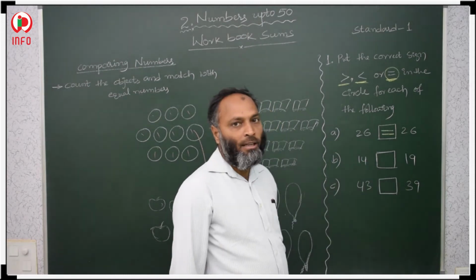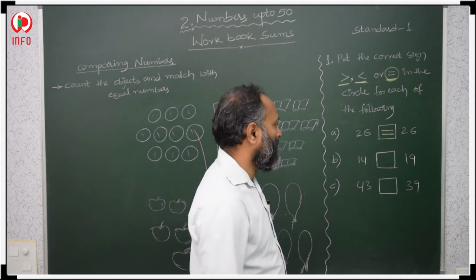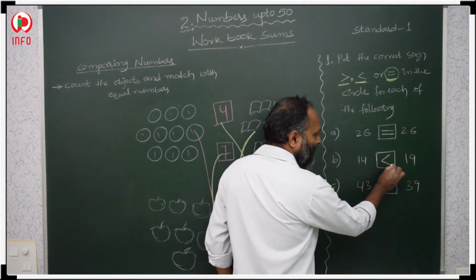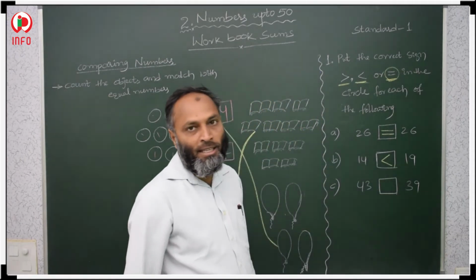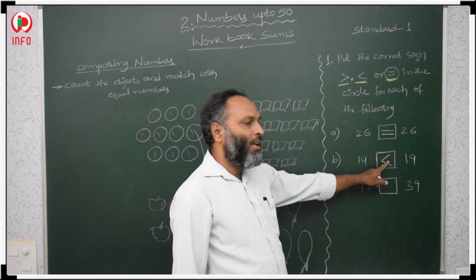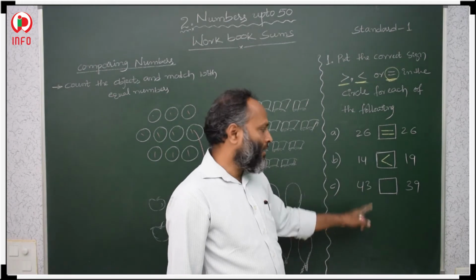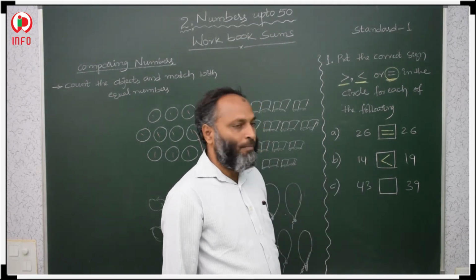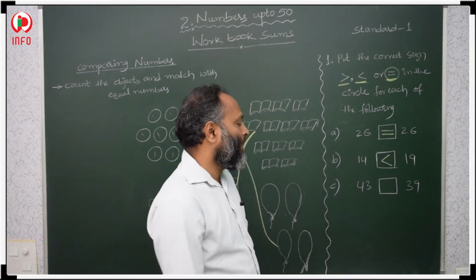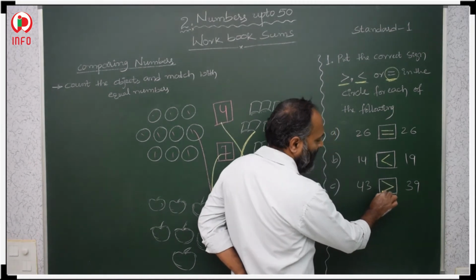14 and 19. In 14 and 19, 19 is the bigger number and 14 is the smaller number. Smaller number means we take less than. 14 is less than 19. This is the symbol for less than, remember. 14 is less than 19. 43 and 39. In 43 and 39, 43 is greater than 39.